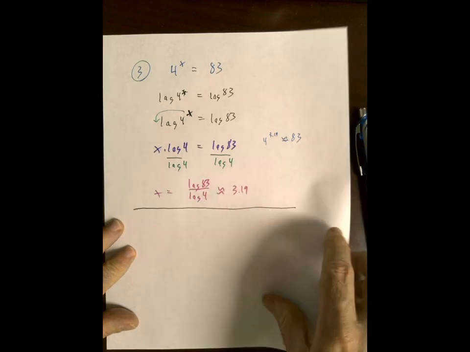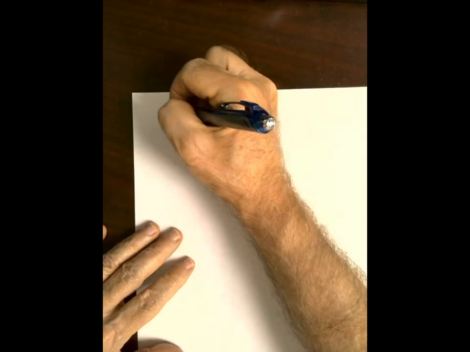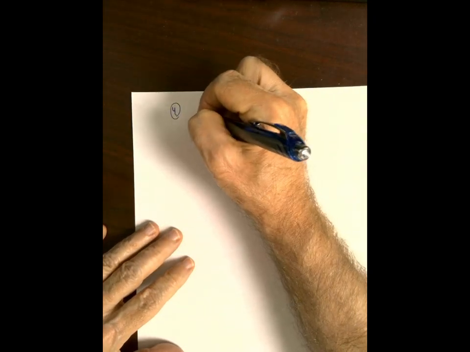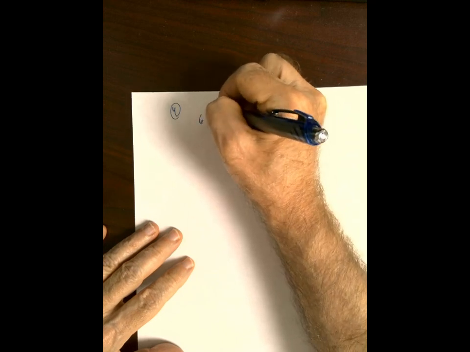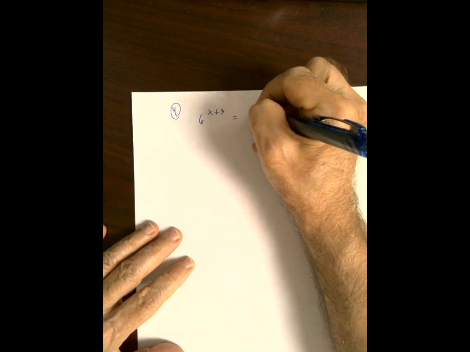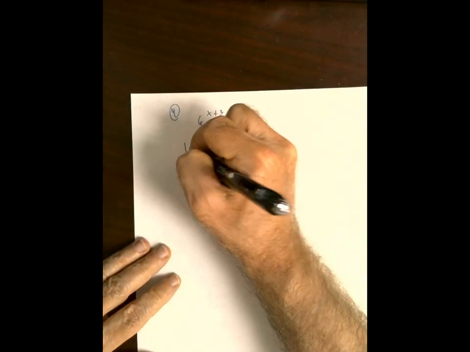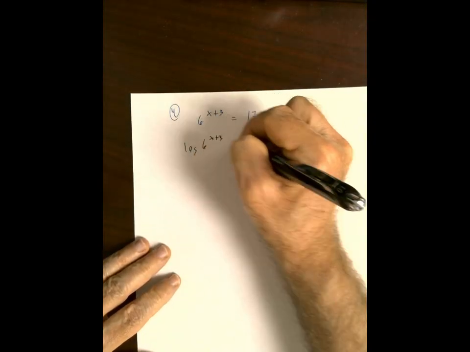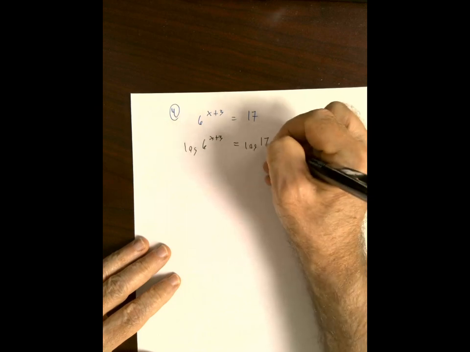Okay. Here's another one, and it's just slightly more complicated. So this will be example 4: 6 to the x plus 3 is equal to 17. Let's try that one. Going to log both sides. Log of 6 to the x plus 3 is equal to log 17.